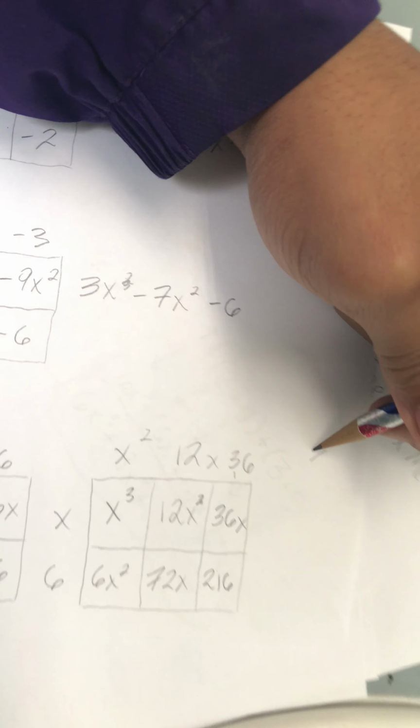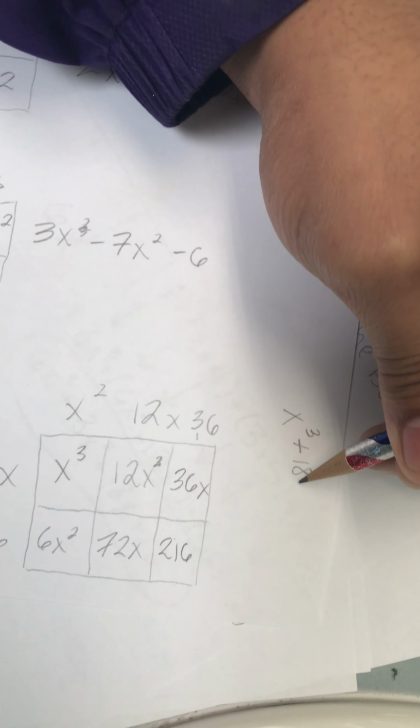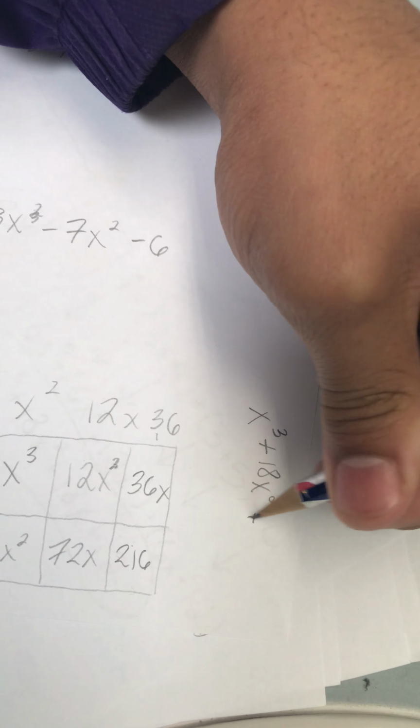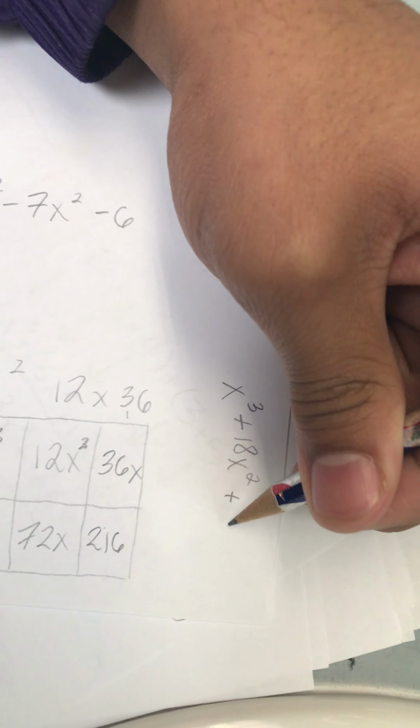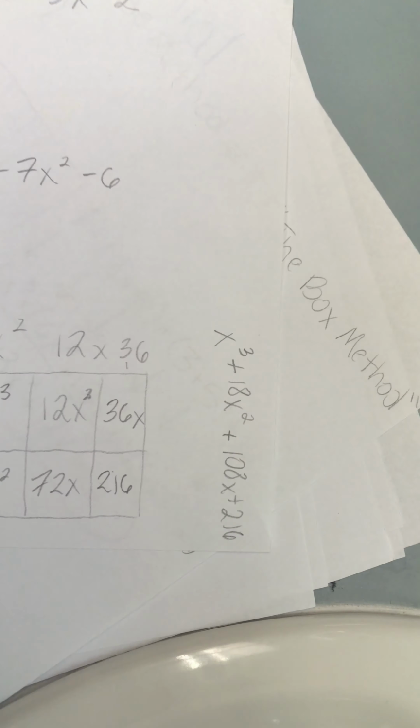So here we have to write it out. Let's just turn the page right here. X cubed plus 18x squared, plus 108x plus 216 is your final answer for that one.